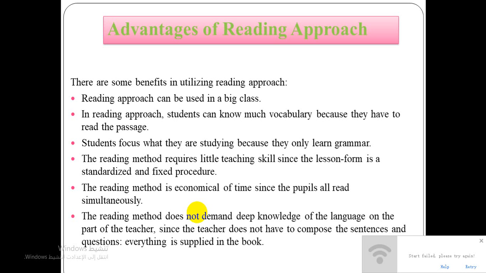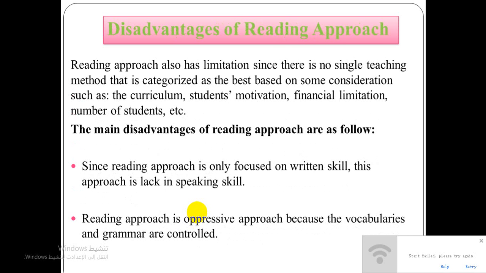The reading method doesn't demand deep knowledge of the language on the part of the teacher since the teacher doesn't have to compose the sentences and the questions. Disadvantages of the reading approach. The reading approach also has limitations since there is no single teaching method that is categorized as the best based on some considerations such as the curriculum, students' motivation, financial limitation, number of students, etc.